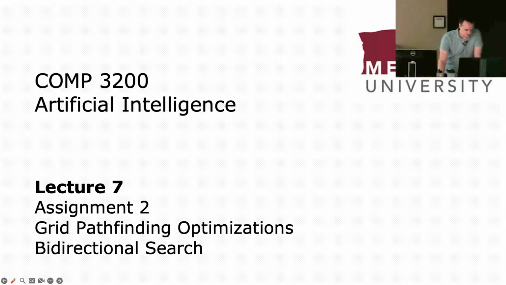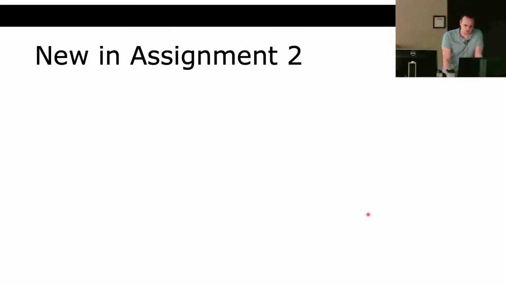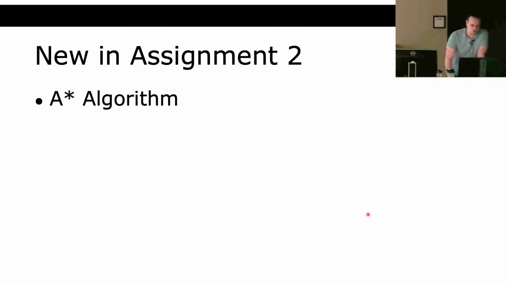Okie doke. So here we're going to be talking about assignment 2, obviously, some grid pathfinding optimizations, and at the end for 6980, we'll talk about the bidirectional search. So what's new in assignment 2? I rhymed and I didn't mean it. So the A* search algorithm is new, but it's not that new because it's kind of the same algorithm just with a different selection from the open list.